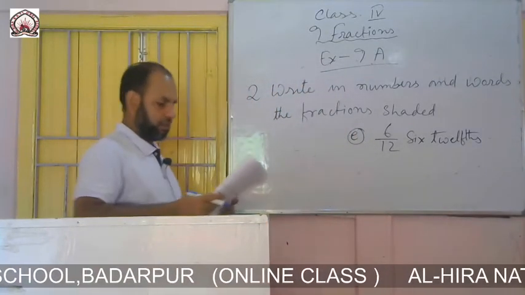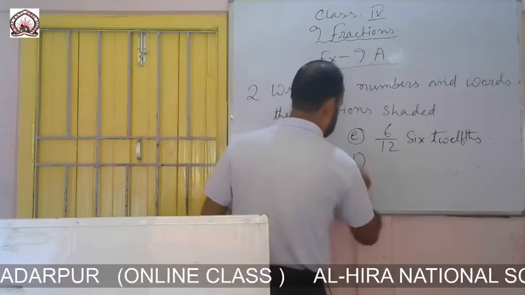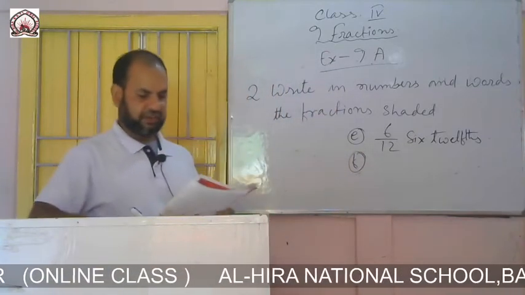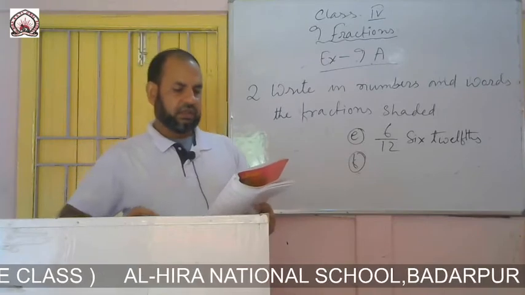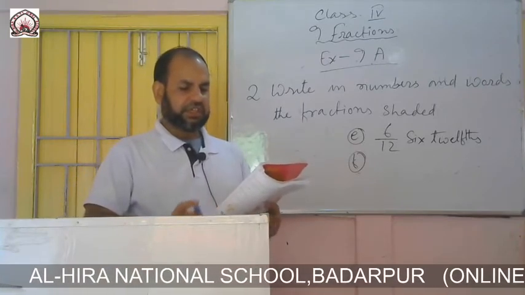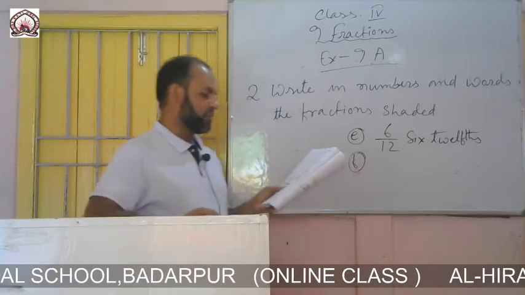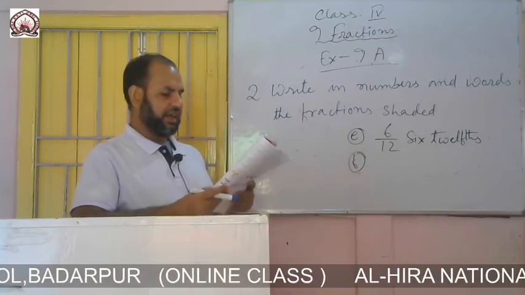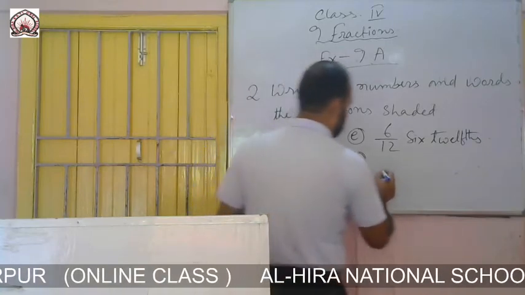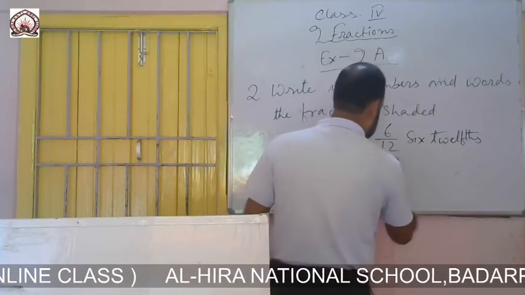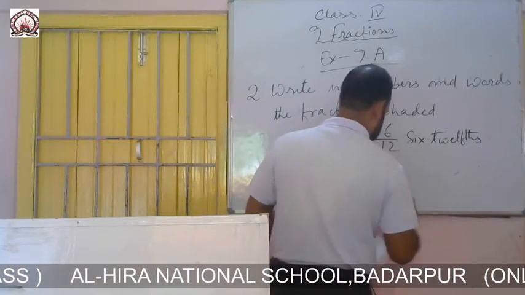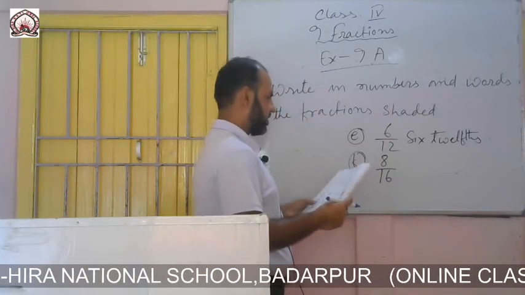Next question, question number F. Here also 16 triangles are there. Out of 16, 8 triangles are colored. So the fraction will be 8 by 16.